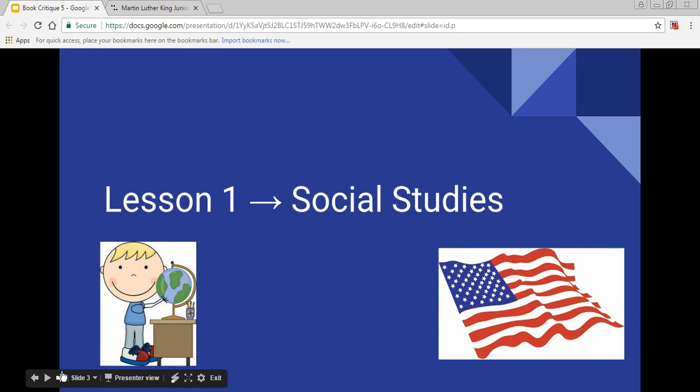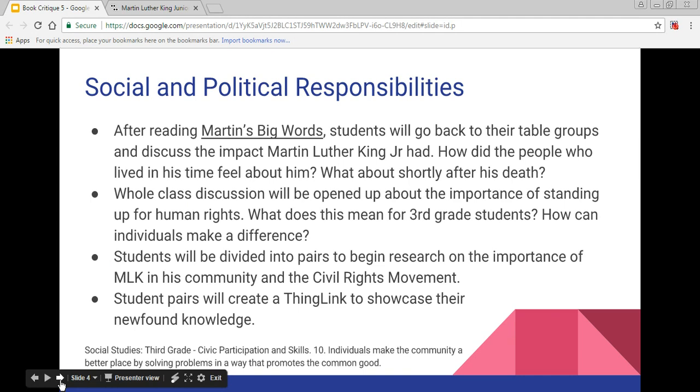The first lesson that I chose to incorporate into this is a social studies lesson. I chose to do my lesson in a third grade classroom under the Social and Political Responsibilities tab of the standards. After reading Martin's Big Words, students will go back to their table groups and discuss the impact that Martin Luther King Jr. had. How did the people who lived in his time feel about him? What about shortly after his death? The whole class will have a discussion, and it will be opened up to the importance of standing up for human rights. What does this mean for third grade students, and how can individuals make a difference?